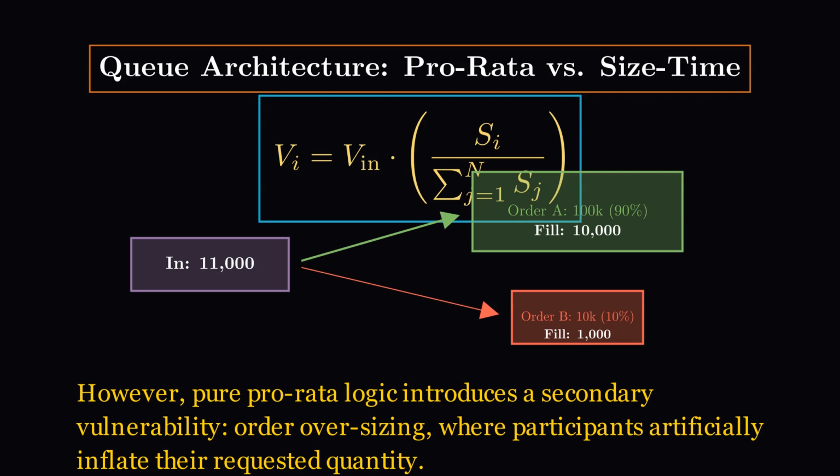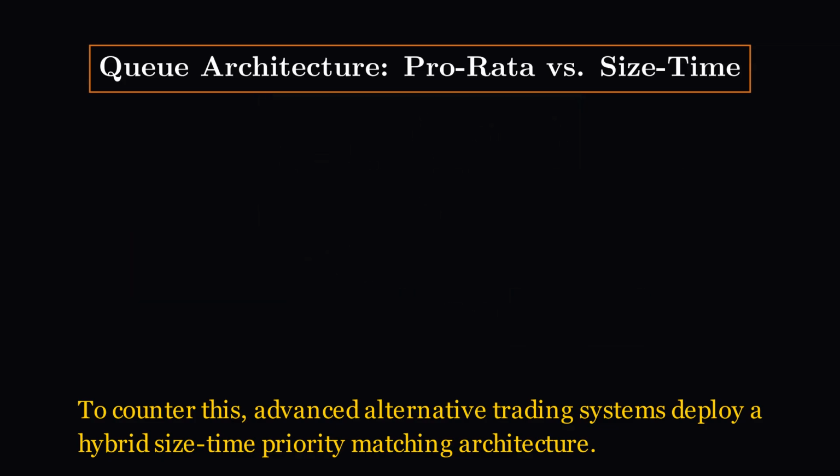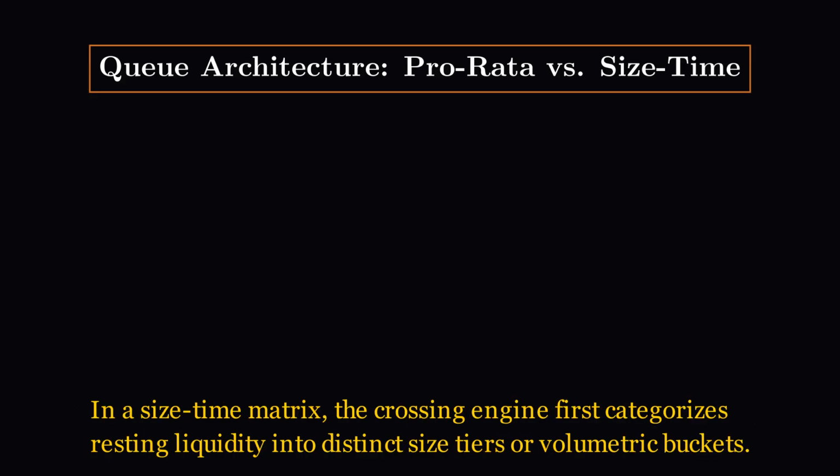However, pure pro-rata logic introduces a secondary vulnerability, order oversizing, where participants artificially inflate their requested quantity. To counter this, advanced alternative trading systems deploy a hybrid size-time priority matching architecture. In a size-time matrix, the crossing engine first categorizes resting liquidity into distinct size tiers or volumetric buckets.